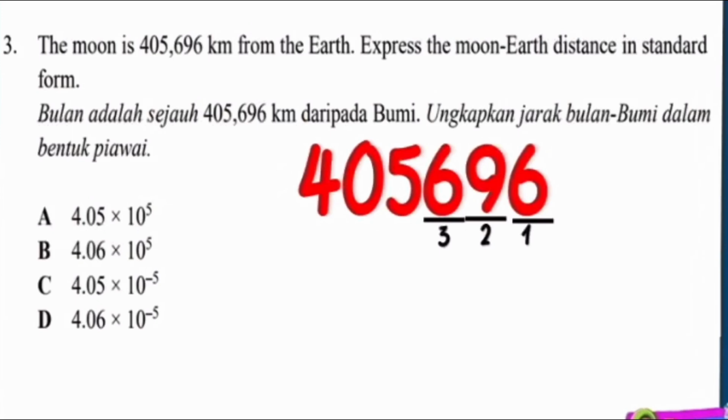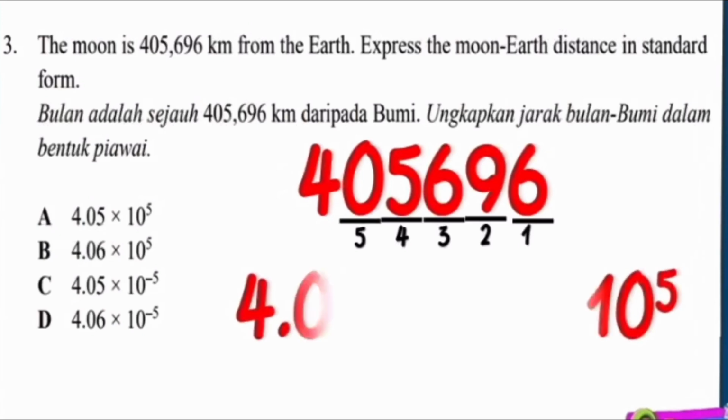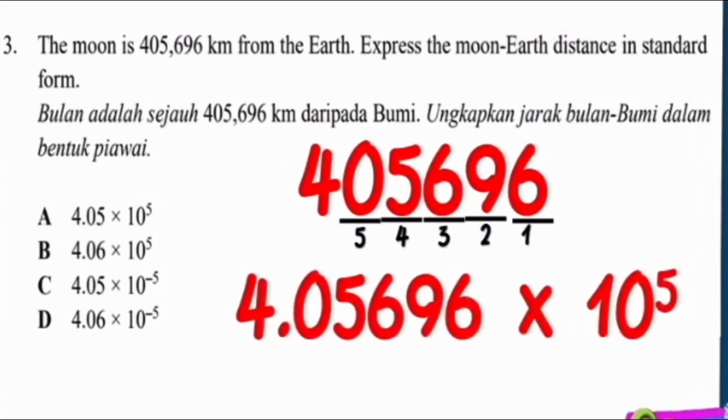We count how many spaces. 1, 2, 3. 3 already, right? Okay, some more. 4. And then some more. One more space, right? So if 5, that means 10 to the power of 5, right? Stop there. Stop. Why stop? Because the a must be more than or equal to 1 but less than 10. So the answer is 4.05696 times 10 to the power of 5.